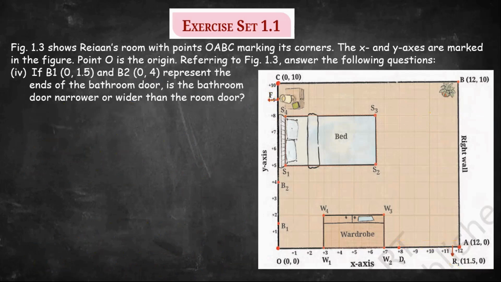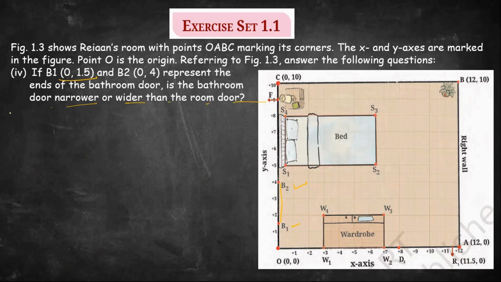Now next question. Where is B1? Here is B1. B1 is (0, 1.5). B2 is (0, 4). Here is B2. They represent the ends of the bathroom door. This is the bathroom door. Is the bathroom door narrower or wider than the room door?